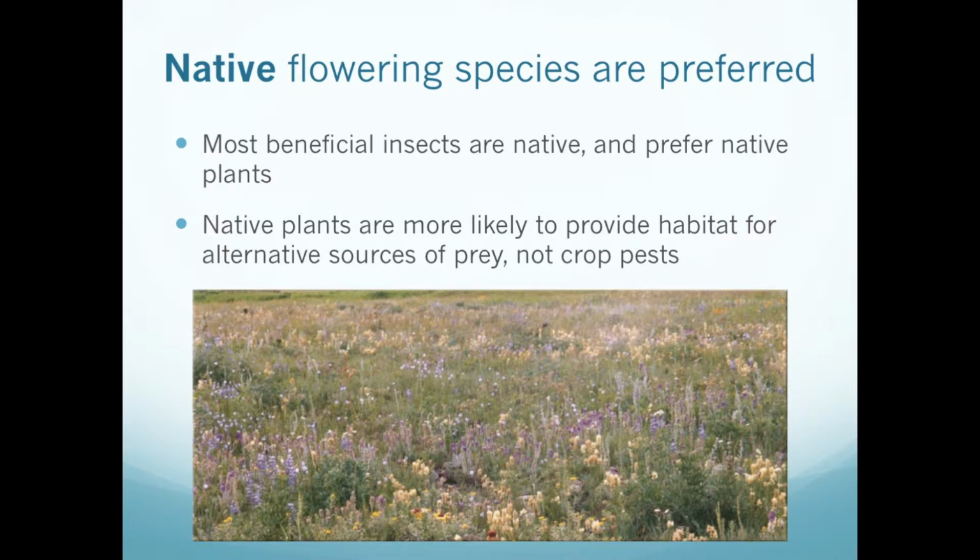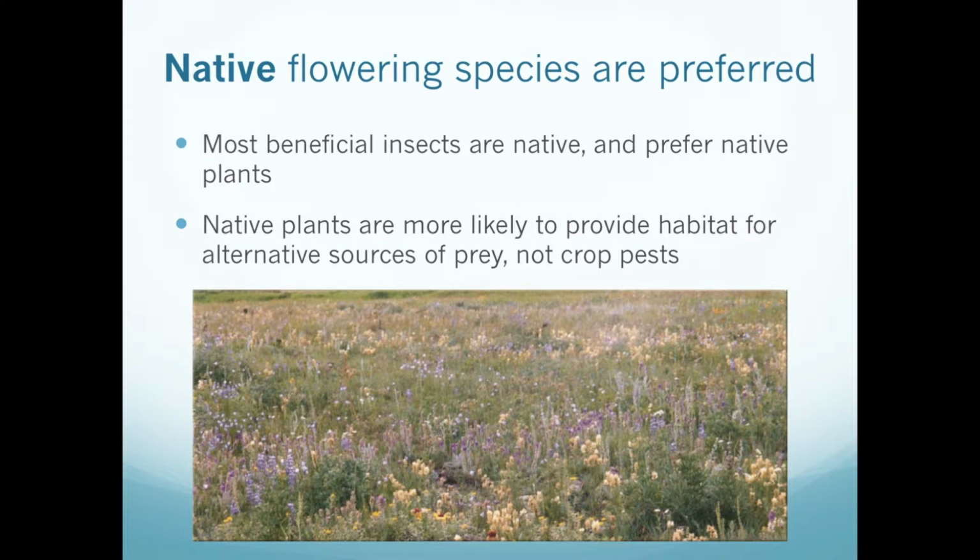Native flowering species are preferred. Studies have shown, well, first of all, most of the beneficial insects we're talking about here are native. We're talking about all those native species of bees and so on. There are exceptions, but most are native, and they have adapted to and preferred native plants, plants that have evolved with them through evolutionary time periods. Native plants are also more likely to provide habitat for alternative sources of prey to keep the pest suppressors going when pest outbreaks aren't happening, and they're less likely to provide habitat in general for crop pests.